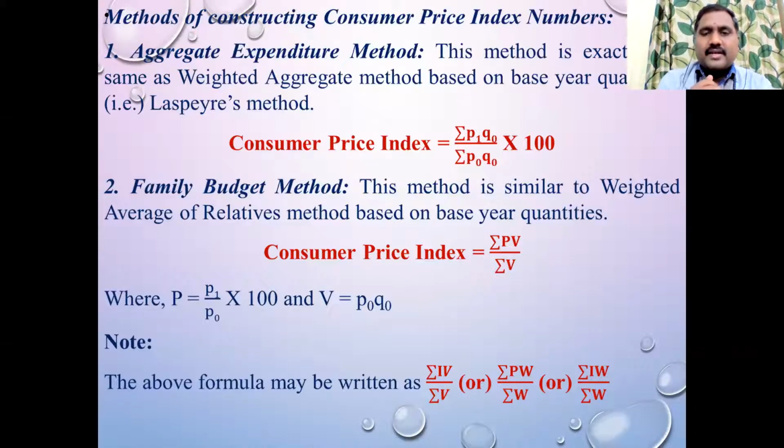Take down this formula, aggregated expenditure method, Laplace method formula, and the family budget method, weighted average of price relative method formula. Okay, so these are the two methods we are going to work out. So once you copy, please tell me, we will start working out the problem. We need to work out two problems within 15 minutes.